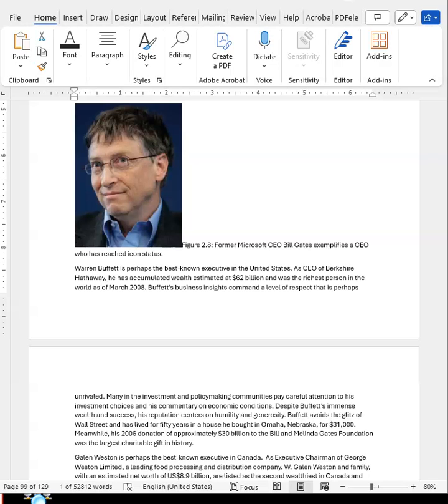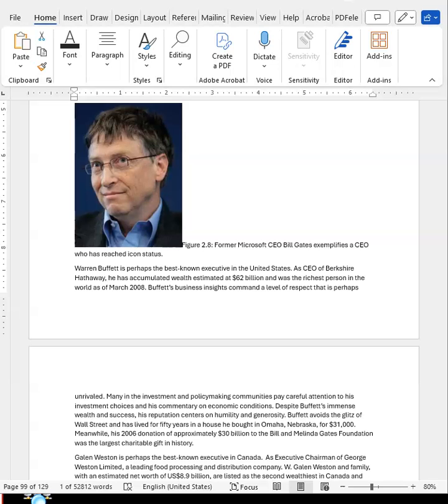Despite Buffett's immense wealth and success, his reputation centers on humility and generosity. Buffett avoids the glitz of Wall Street and has lived for 50 years in a house he bought in Omaha, Nebraska, for $31,000. Meanwhile, his 2006 donation of approximately $30 billion to the Bill and Melinda Gates Foundation was the largest charitable gift in history.